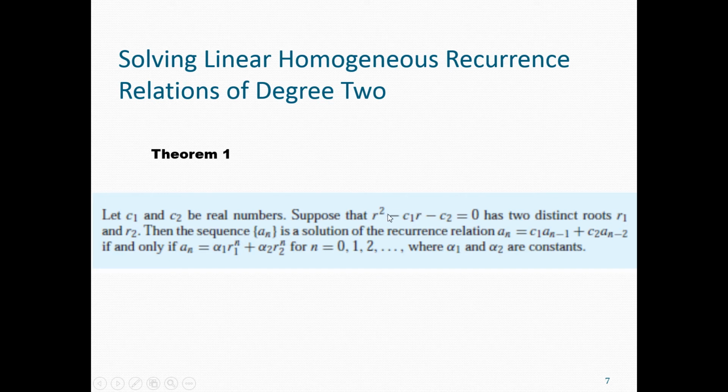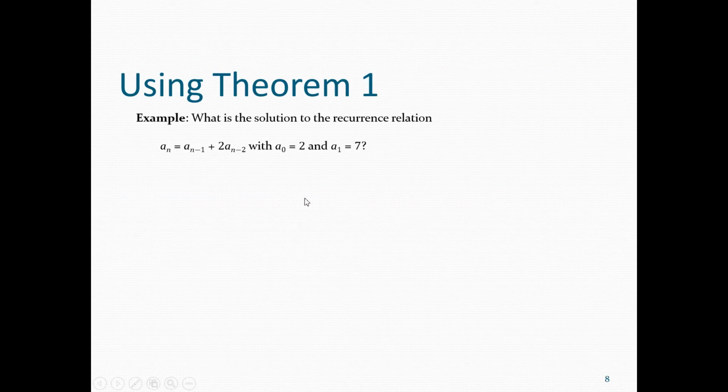So if this is the characteristic equation for this recurrence relation, then its solution will be of this form, where r1 and r2 are distinct roots of this characteristic equation. So an = α1 r1^n + α2 r2^n is the solution of this recurrence relation. All right. So let's apply this to an example.